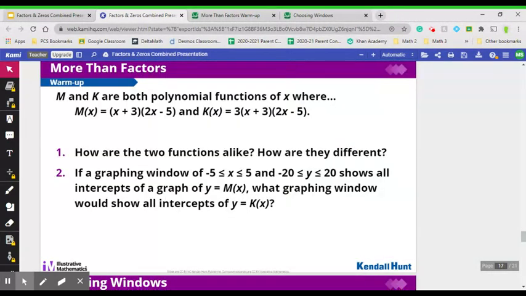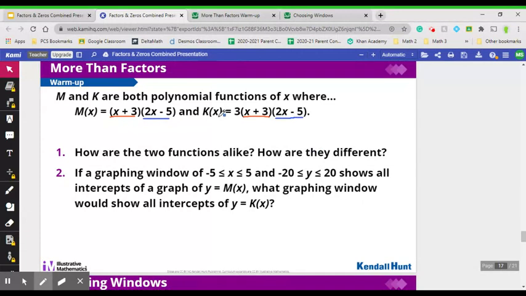For starters, we are looking at two different functions at the top of this slide. m of x, which is x plus 3 times 2x minus 5, and k of x, which equals 3 times the x plus 3 times 2x minus 5. How are the two functions alike? How are they different? If we just look at the functions themselves, they are alike because they have the same factors, in parentheses at least. We have x plus 3 and x plus 3 that are the same, and 2x minus 5 and 2x minus 5 are the same as well.